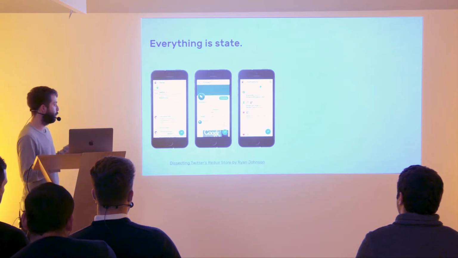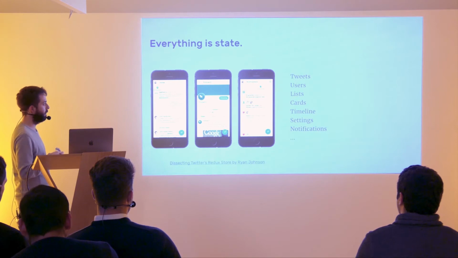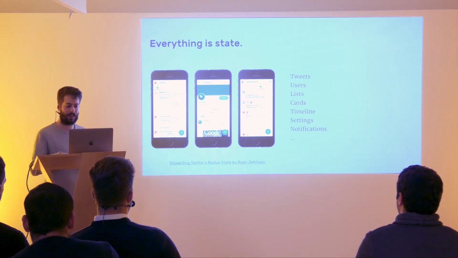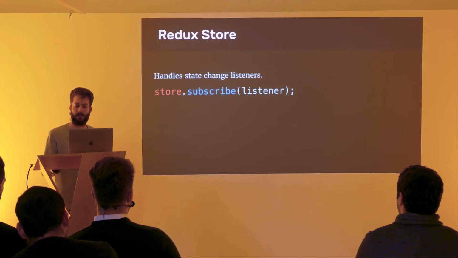For instance, if you're looking at Twitter, and I highly recommend this blog post where one guy tried to dissect their store, everything on Twitter is in the state, right? The tweets, the users, lists, your timeline, your settings, your notifications, everything is in the state. The other thing you can do with the store is subscribe to changes, right? Someone will change the state of your application, and the store is a way to subscribe to these changes. So you also have a method called subscribe, and you pass it a callback.